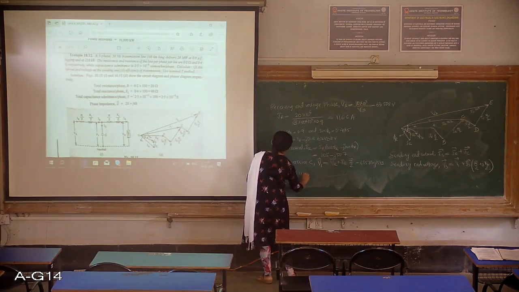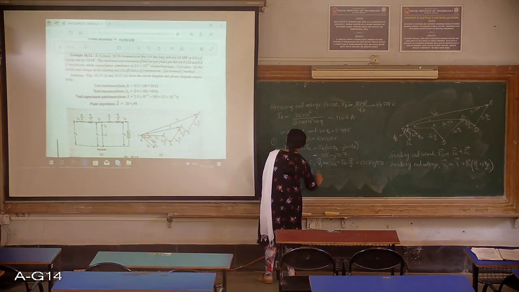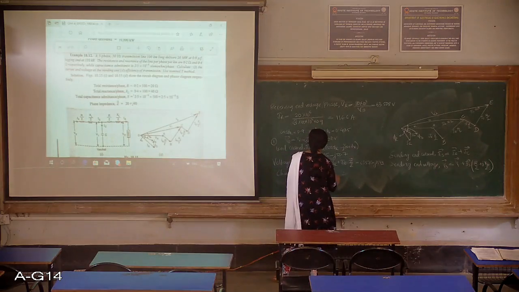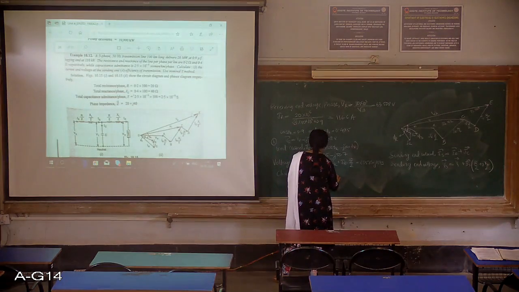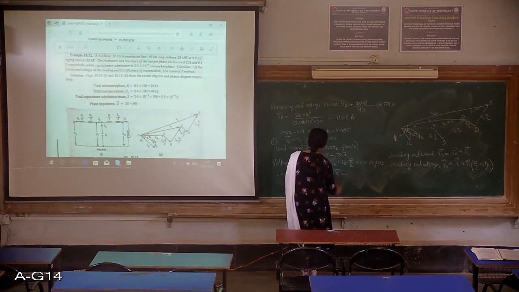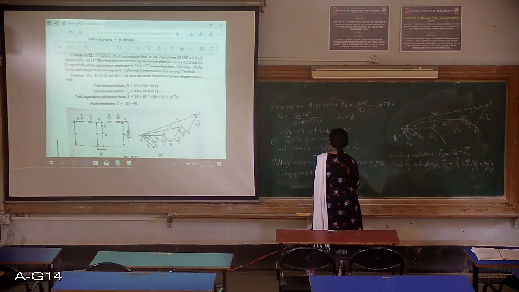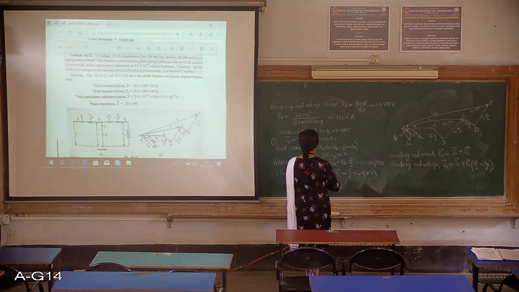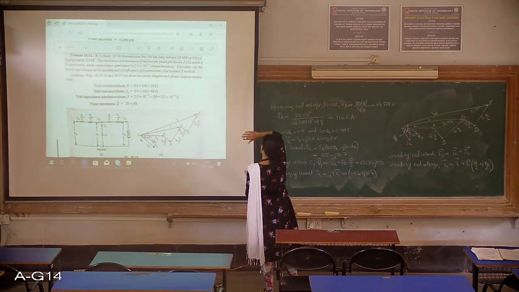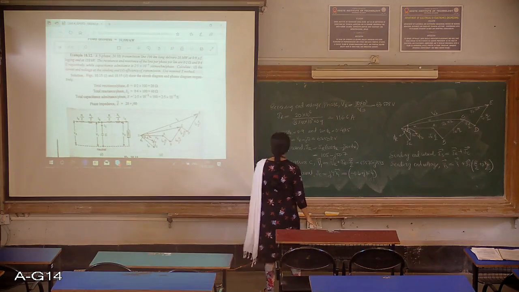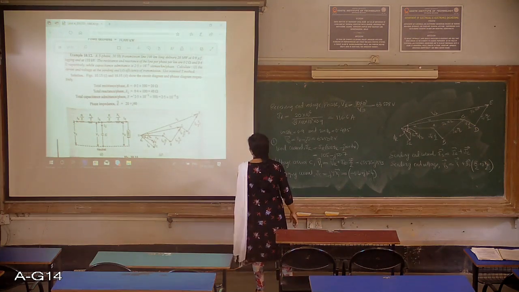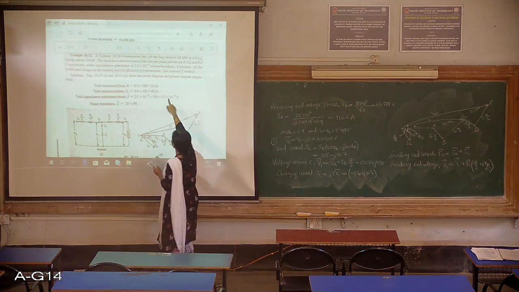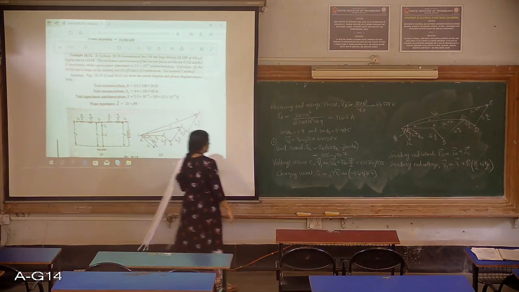Then you calculate the charging current, or capacitance current. IC will be J into Y into V, V1 to be precise. So this comes out to be minus 0.4 plus J 16.4. Clear? Your Y value is given there: the total capacitance or admittance per phase, which is 2.5 into 10 raised to minus 4. Here we have written the total values.